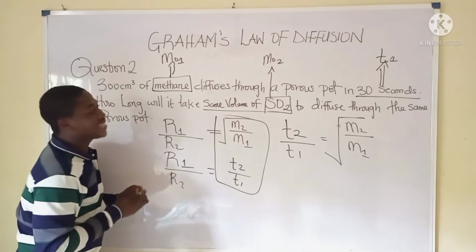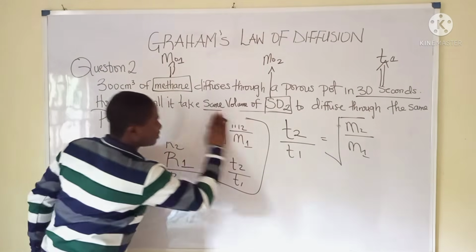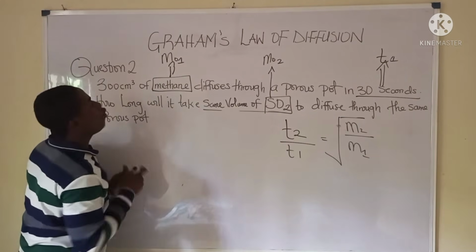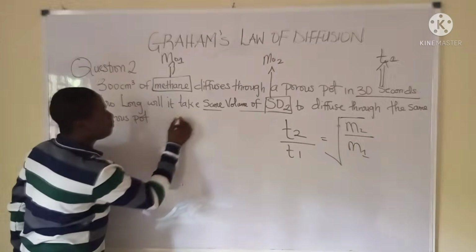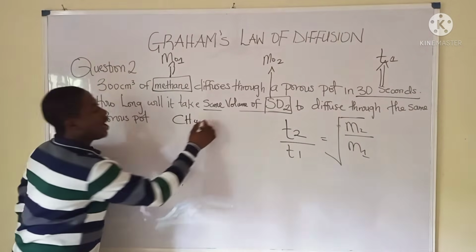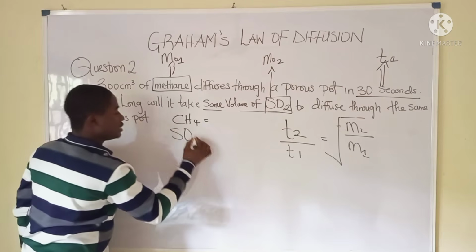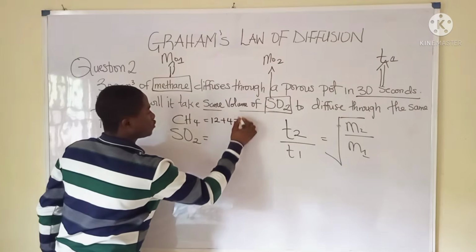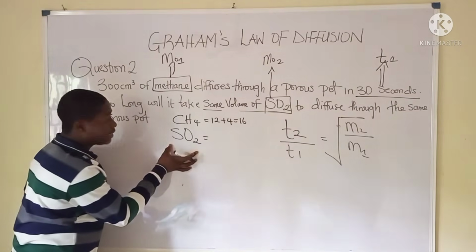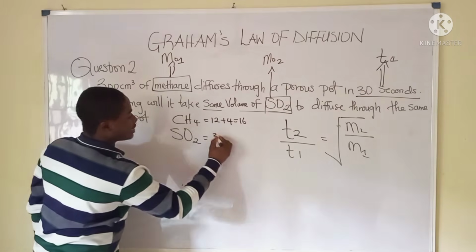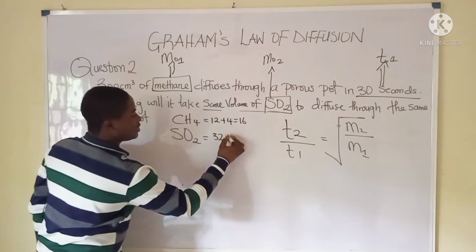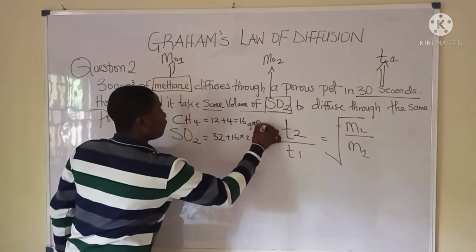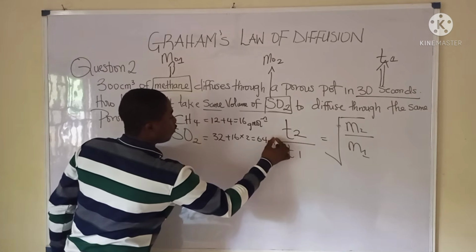Now, let's quickly determine their individual molar masses. Now, what is the molar mass of methane? Methane is simply CH4, and SO2 is this. What is the atomic mass of carbon? 12 plus 4, which gives us 16. And SO2, sulfur 32, oxygen 16 times 2, giving us 64 grams per mole.